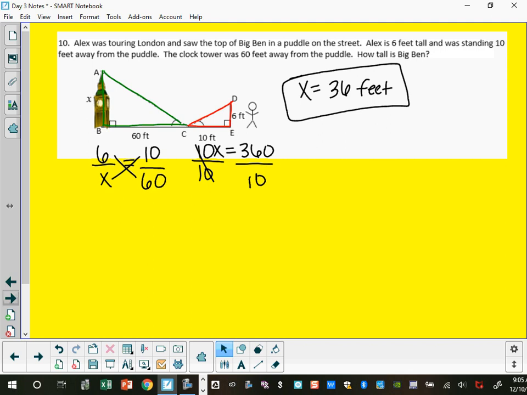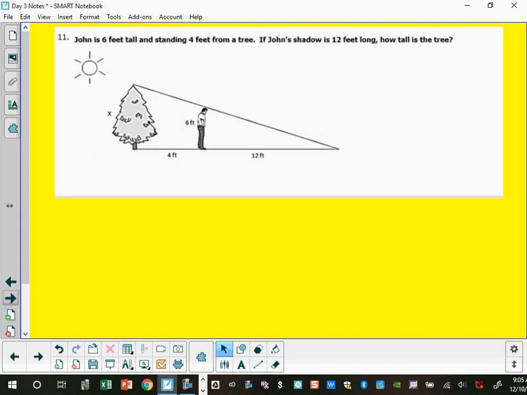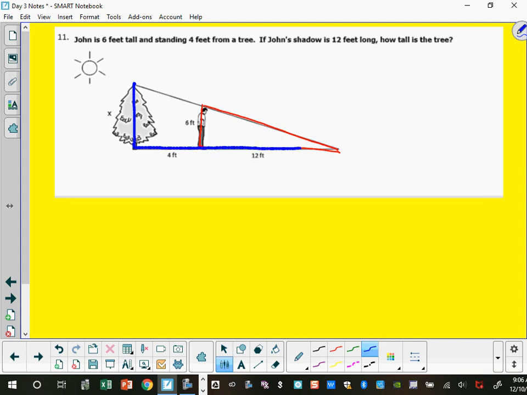All right, let's look at number 11. It says John is 6 feet tall and is standing 4 feet from a tree. If John's shadow is 12 feet long, that's his shadow, how tall is the tree? All right, so take a look at this. I basically have 2 triangles in one. I have the red one and I have the blue one.